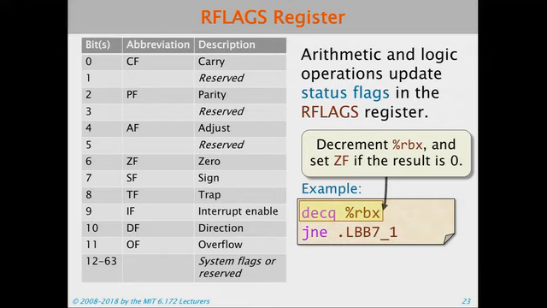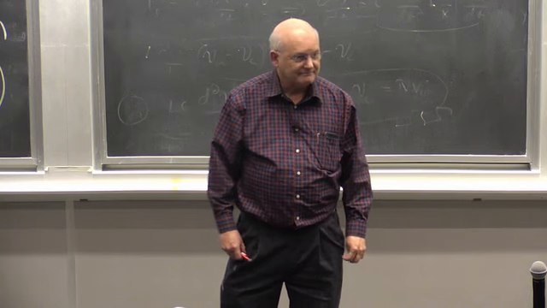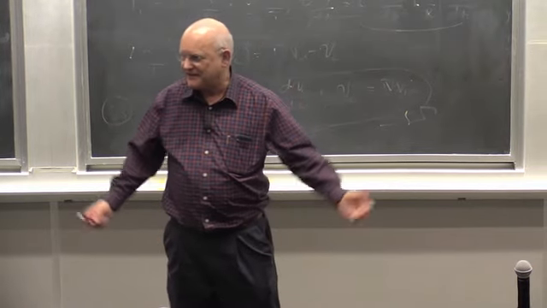Okay, so for example here, this is going to decrement RBX, and then it sets the zero flag if the result is zero, and then the conditional jump jumps to the label if the ZF flag is not set in this case. Okay, makes sense? After a fashion. Okay, doesn't make rational sense, but it does make sense.